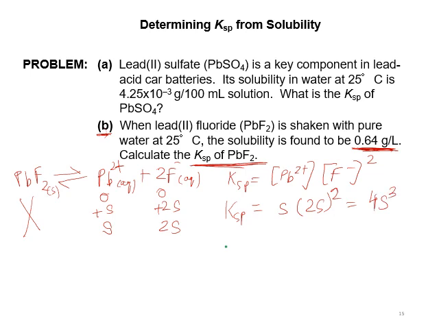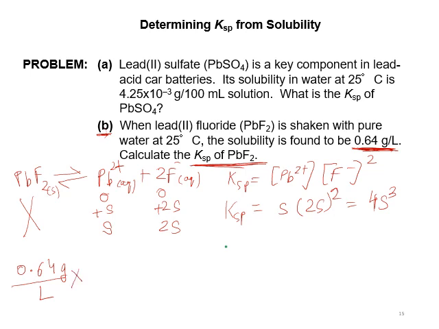So now if I can solve for S, I can solve for Ksp. How can I solve for S? Let's start with solubility, which is given to me as 0.64 grams per liter. What is this solubility? This is molar solubility, which is in molar or moles per liter, right? So let's try and convert this into moles per liter.